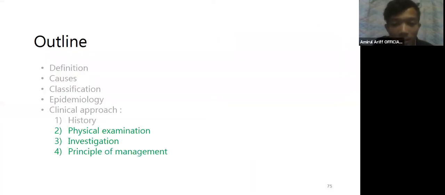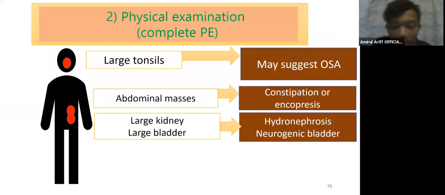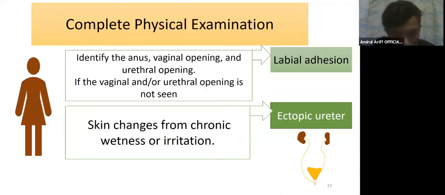Okay, next. So just now we talked about the history, and we got a general idea of what's going on with the child. Now we want to do the physical examination. The PE for enuresis is not only genital examination, but we need to do a complete physical examination from head to toe. We look for clinical signs that may suggest the causes that may lead to enuresis. For example, large tonsils may suggest OSA, an abdominal mass may suggest constipation or encopresis, and a large kidney or large bladder may suggest hydronephrosis or neurogenic bladder. Next.